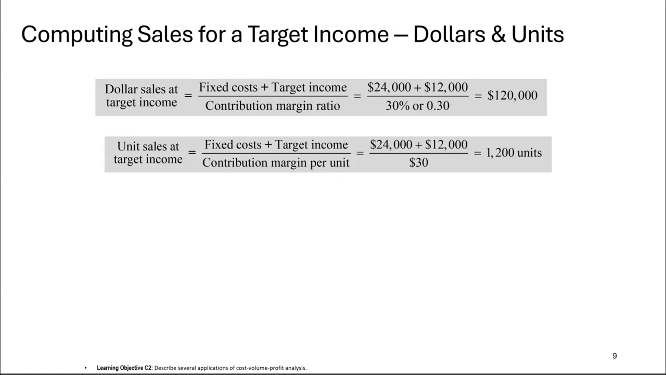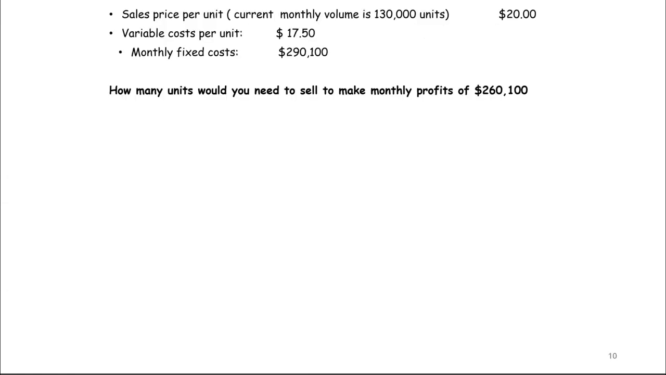Now let's look at targeted income. How do we come up with our sales if we have a targeted income? We use the same formula we use for break even, except now we add the amount of additional profit we want to generate. And we can do this in dollars or units. So let's take a look at our problem again.